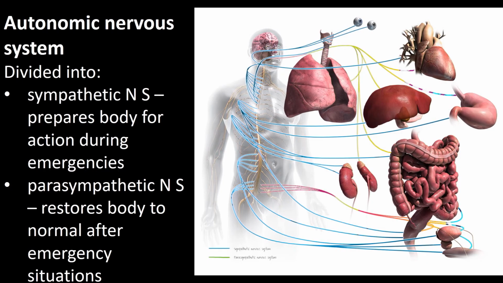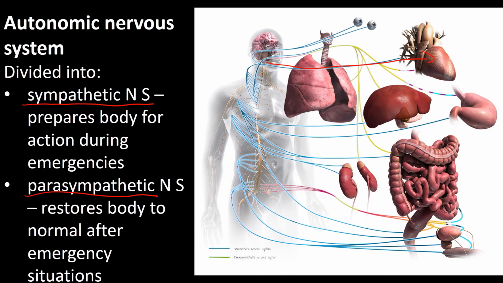The autonomic nervous system is further divided into the sympathetic nervous system and the parasympathetic nervous system. The sympathetic nervous system prepares your body for action. So, if you've got a fright, your sympathetic nervous system will send a message to your heart, and your heart will start beating faster. It will send a message to your lungs, and you will start breathing faster. Why? So that oxygen can get to your muscles, so you can run away. That might save your life.